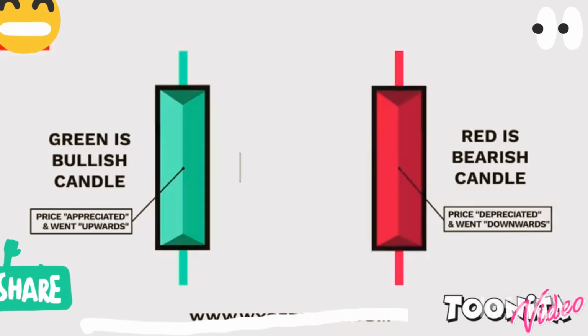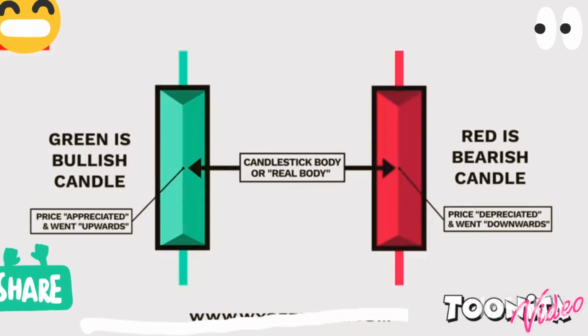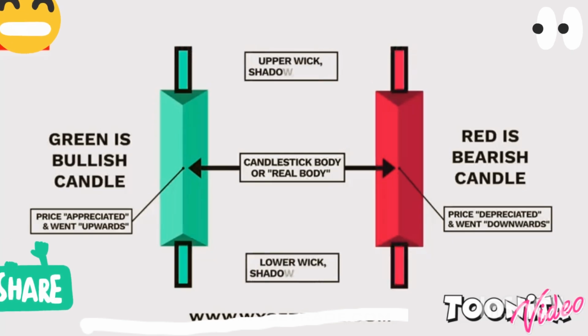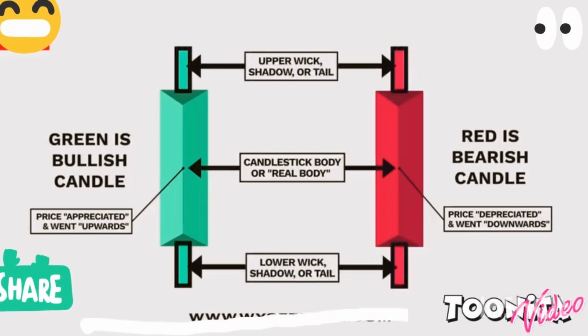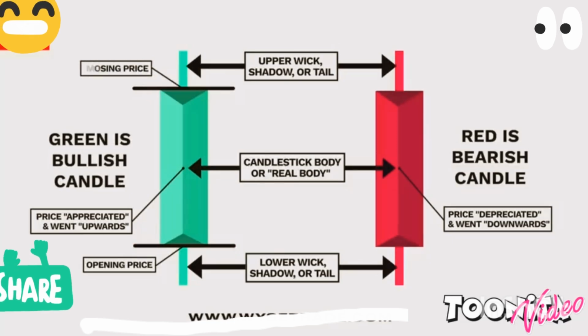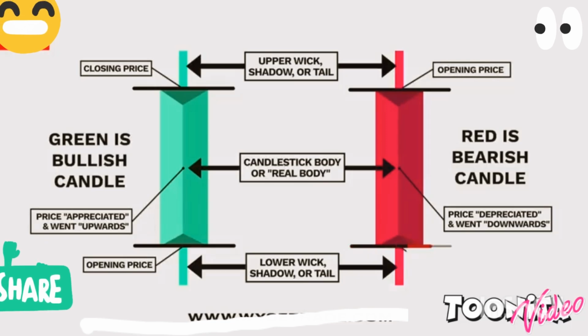This rectangle area is known as the candlestick body or the real body. These lines that stick out above and below the candlestick body are known as the wicks or shadows or tails. For green candlesticks, the opening price is at the bottom of the candlestick body, and the close price is at the top of the candlestick body. For red candlesticks, the opening price is at the top of the candlestick body, and the closing price is at the bottom of the candlestick body.